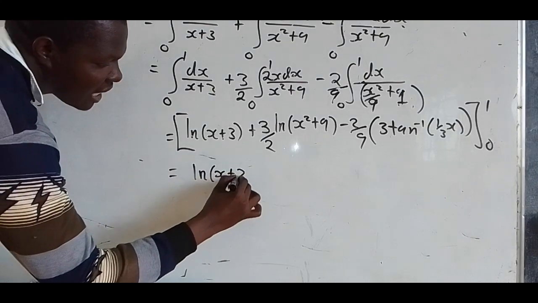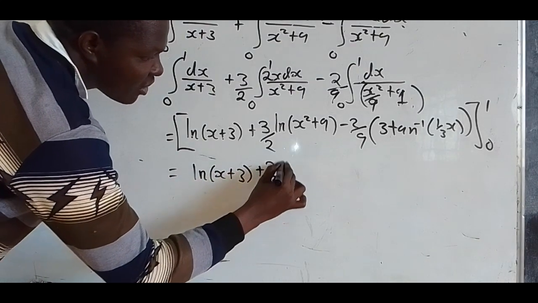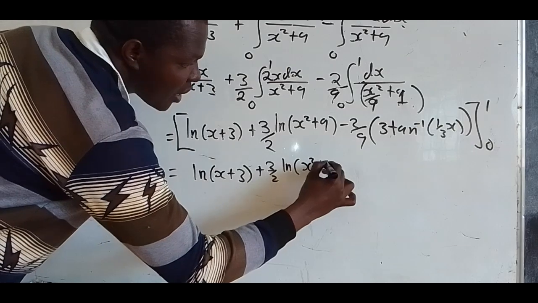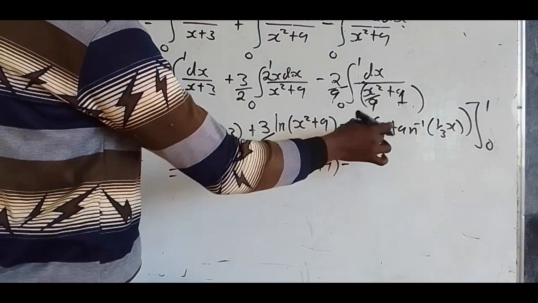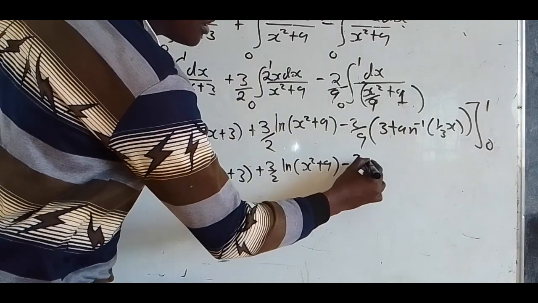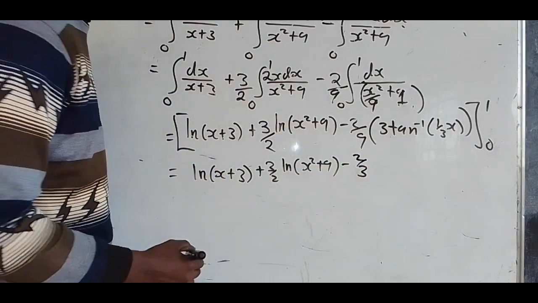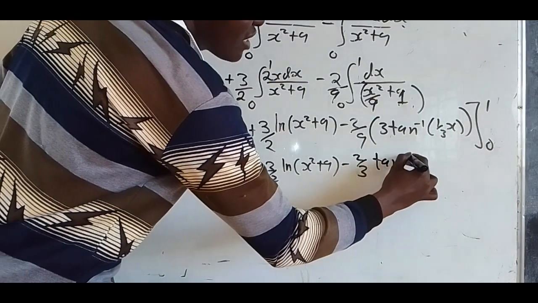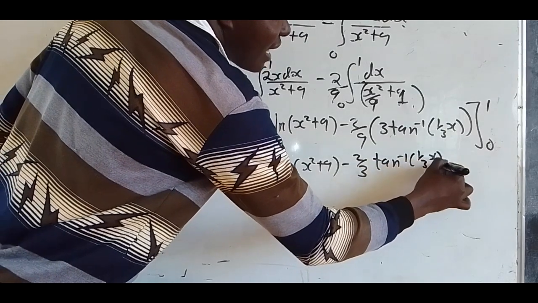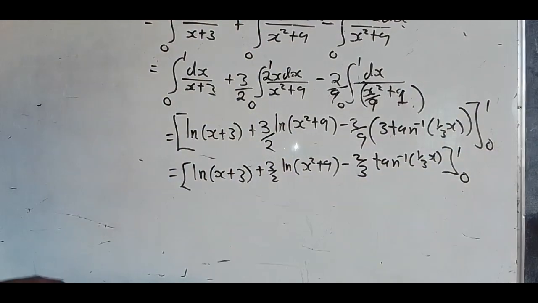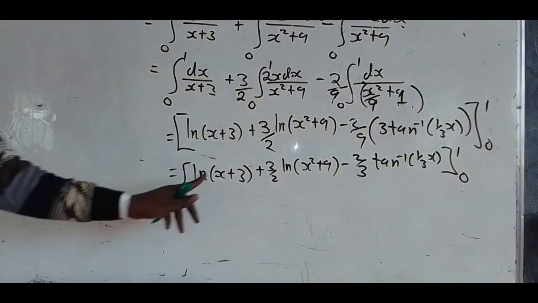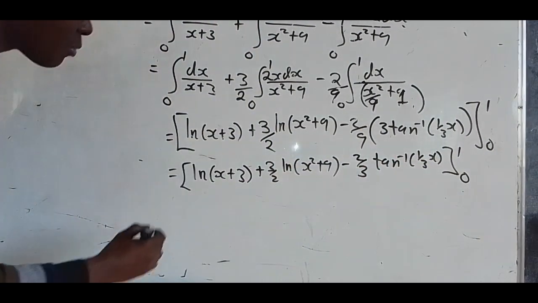It is x ln of x plus 3 plus 3 over 2 ln of x squared plus 9, then minus 2 over 9 times 3. You get 2 over 3 if you simplify: 2 over 3 tan inverse of a third x. Then your limits are from 0 to 1. So what you will do is this. Where there is x, you put 1 to form your upper limit.